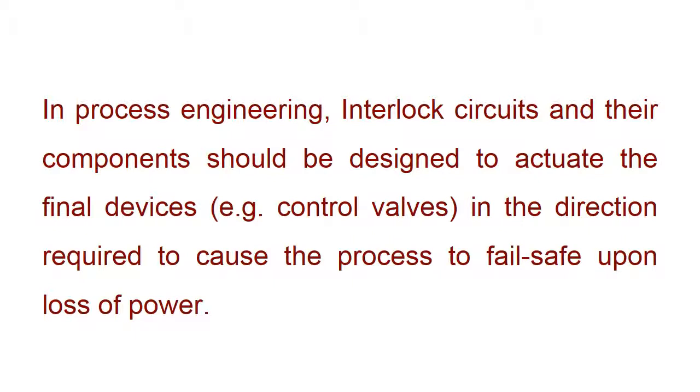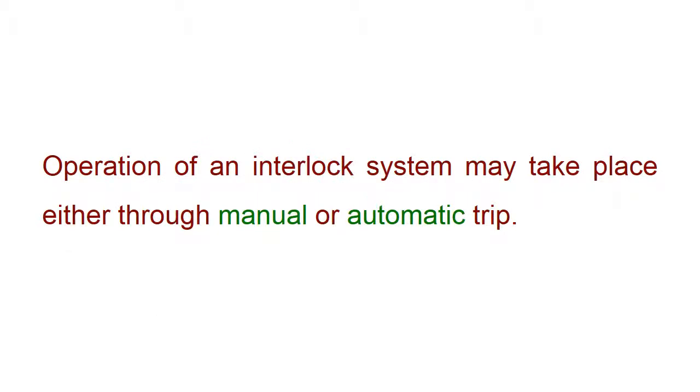In process engineering, interlock circuits and their components should be designed to actuate the final devices, for example, control valves, in the direction required to cause the process to fail safe upon loss of power. Operation of an interlock system may take place either through manual or automatic trip.